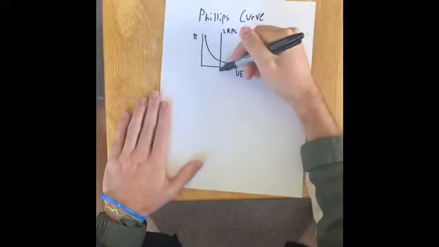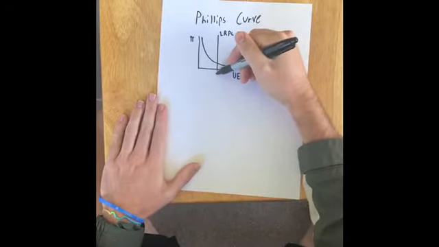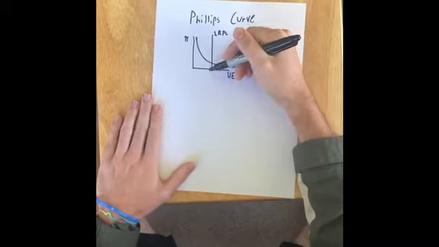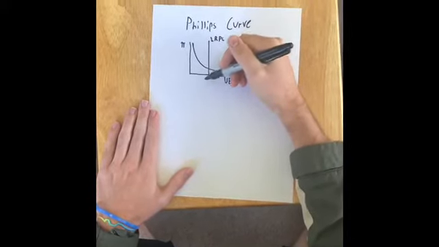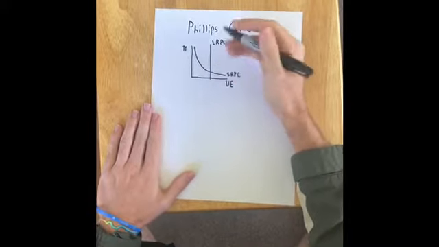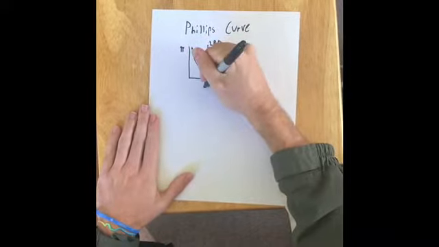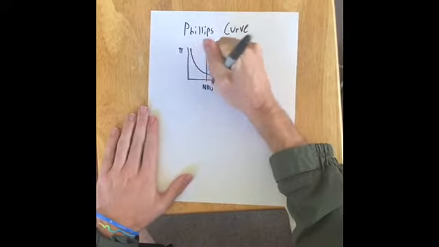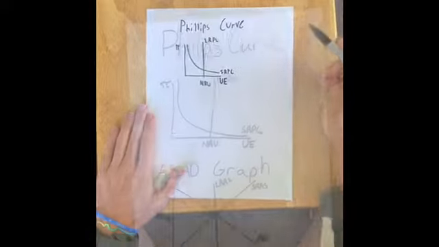And this point right here on unemployment is where there is zero cyclical unemployment. It's just structural and frictional. So that is the natural rate of unemployment, or NRU. And that is the graph.